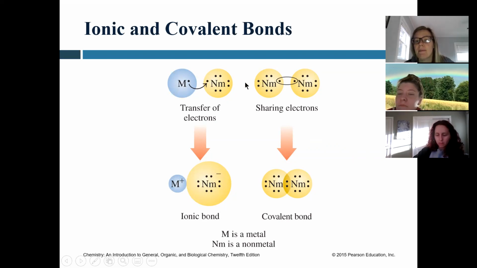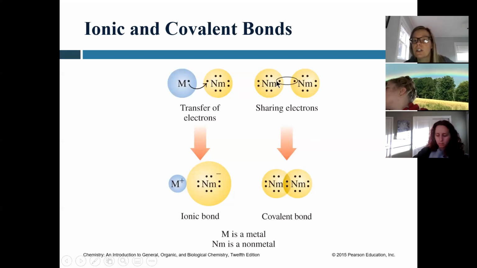That's different than what's happening if we have 2 NMs. Here, this has 7 valence electrons and this has 7 valence electrons. Transferring wouldn't work, because if this electron went over here, this guy would have 8, he'd be happy, but this guy would be down 1, he'd have 6.